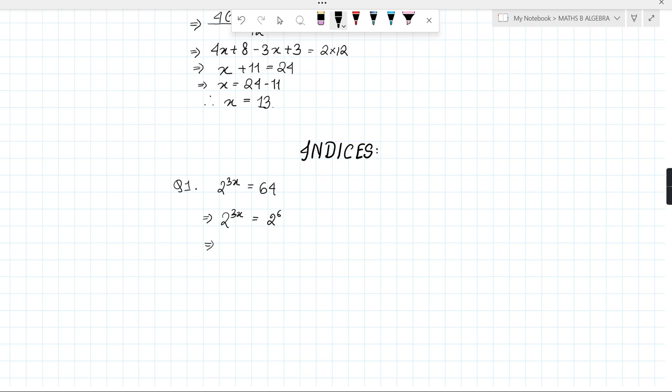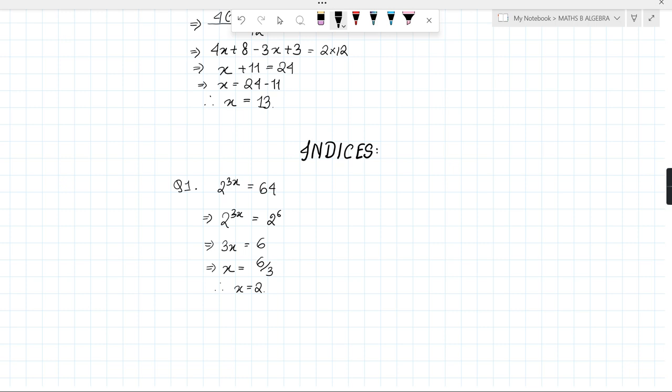After this stage, you can just move the power down from the base. So you can write 3x is equal to 6. You do not need to write the statement that you have cancelled the two bases as they were similar. You can just move to the next step, that is shifting the powers. Now if you make x the subject of this equation, it will be 6 over 3. So the value for x would be 2. Right, so that's how you solve indices.